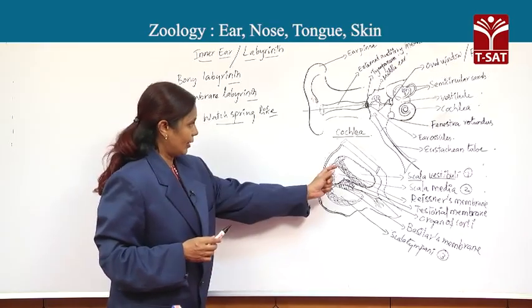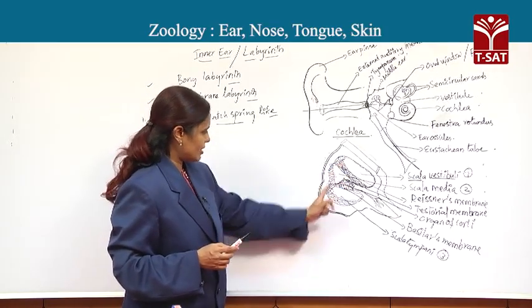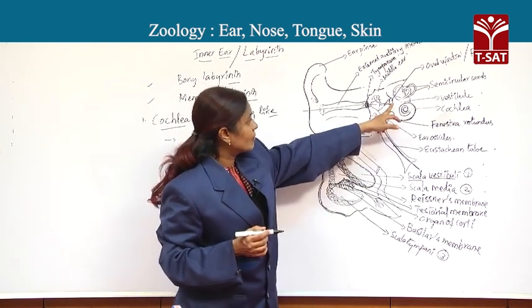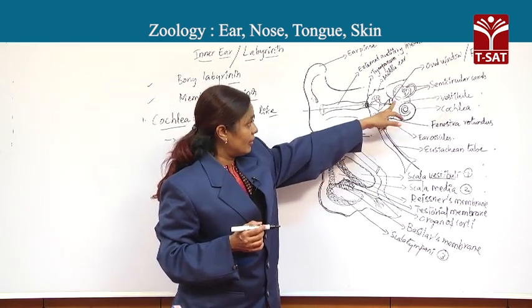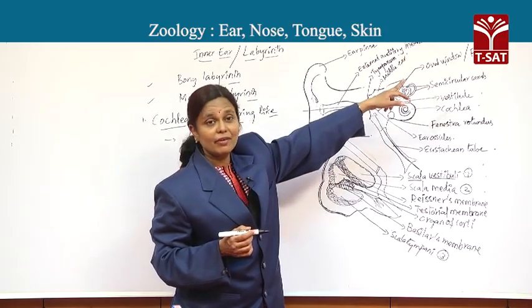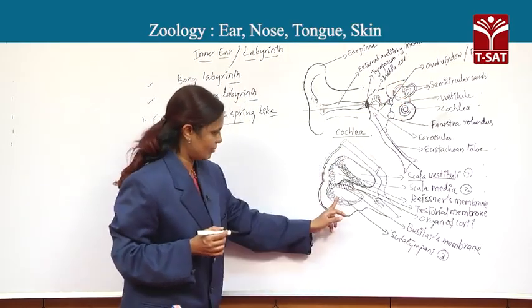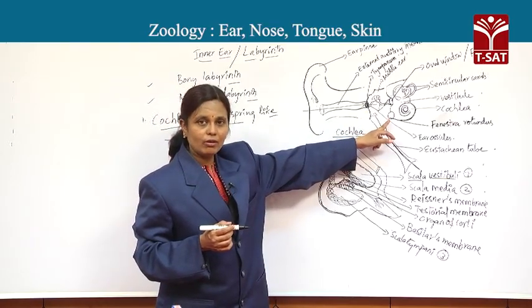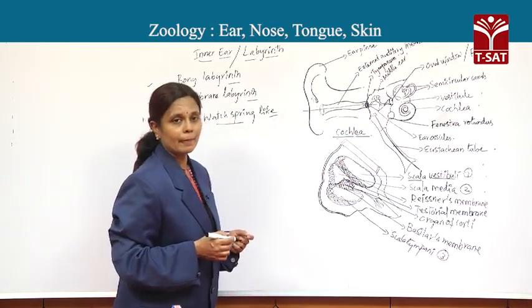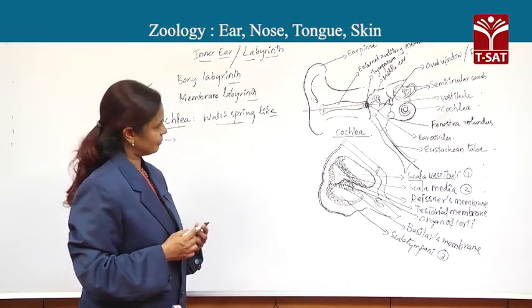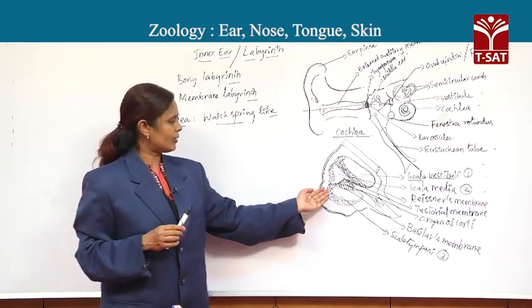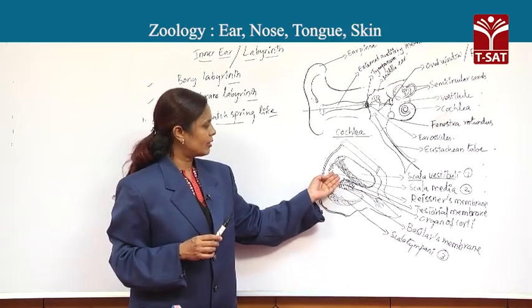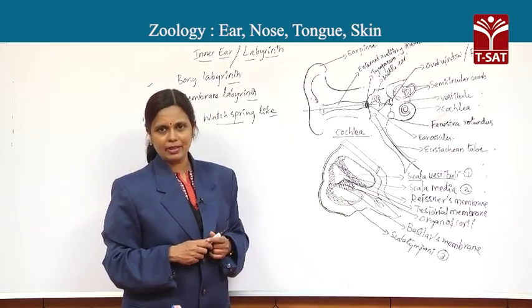The next thing is about scala vestibuli and tympani. The scala vestibuli ends up in the oval window or fenestra ovalis. The same way, tympani ends up with the round window or fenestra rotundus. The next thing is about Basilar's membrane, which is separating media and tympani.